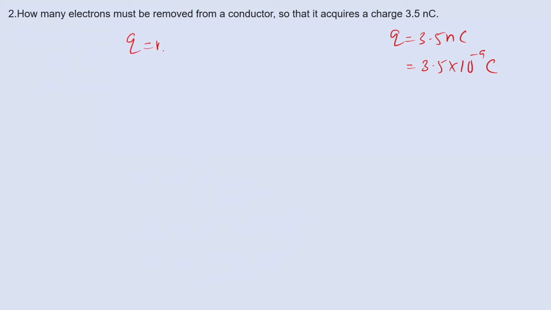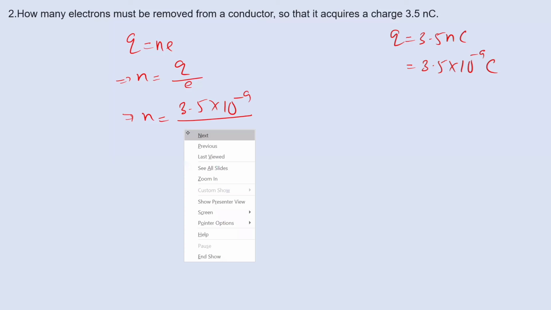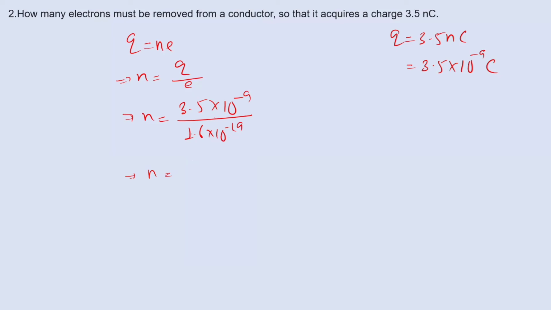Remember, the formula was Q equals N e. Here also you need to calculate the value of N. So it's simple: N is equal to Q by e. Putting in the values, Q is 3.5 into 10 to the power minus 9, and in the denominator you have the charge of an electron, 1.6 into 10 to the power minus 19. When you do this calculation, 3.5 divided by 1.6 gives almost 2.19, so N is 2.19 into 10 to the power 10 electrons.